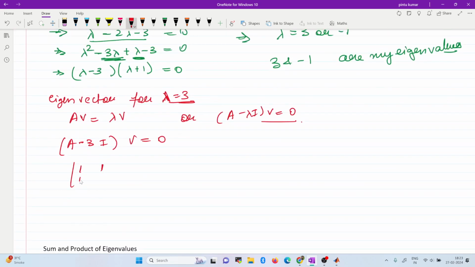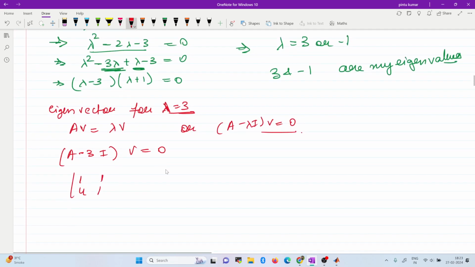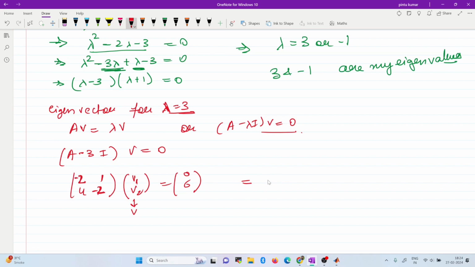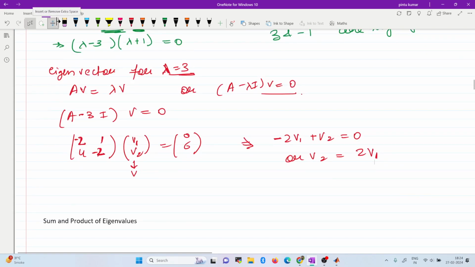So 1141, I think this is correct. Yeah. Minus 3I, so this term would become minus 2, and this term would become minus 2. Right. And this is my vector v, and I want this to be 0. Okay. So what does this give? This gives minus 2v1 plus v2 is equal to 0, or v2 is equal to 2 times v1.